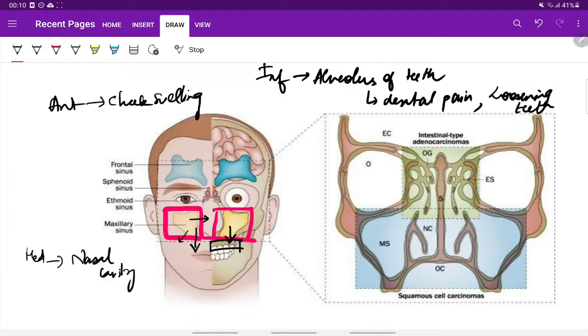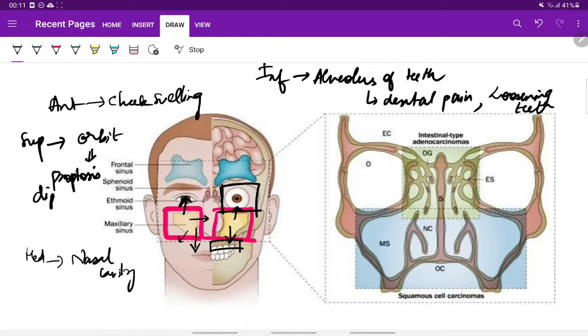If it spreads superiorly, superior spread invades the orbit. As you can see from this picture, the superior spread involves the orbital region. So this causes proptosis, diplopia, that is double vision. There can be ocular pain and epiphora, that is excess watering from the eye.